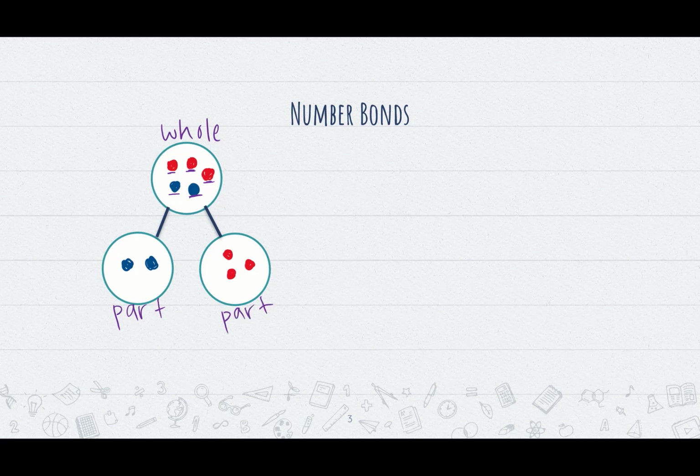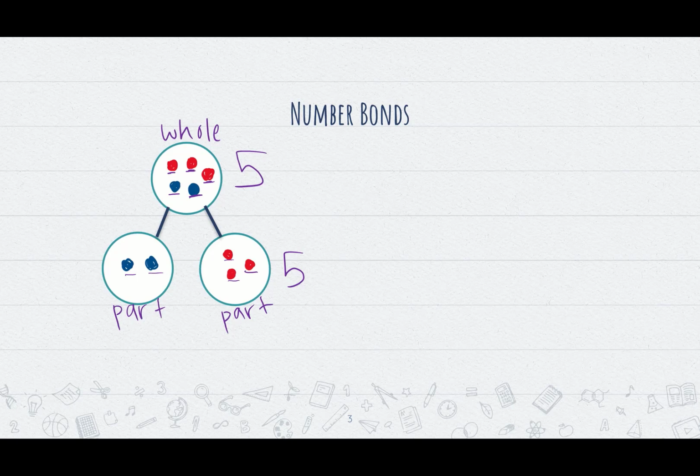And you can see that when you put the 2 parts together, so if you count all the dots in the 2 parts, 1, 2, 3, 4, 5, you should have the same number as in your whole. So we counted 5 dots in our whole, and when we counted our parts together, 1, 2, 3, 4, 5, we counted 5 together in our parts. So however many you have in your whole should be how much your 2 parts add up to. And so you can think about this and use it to help you with addition.